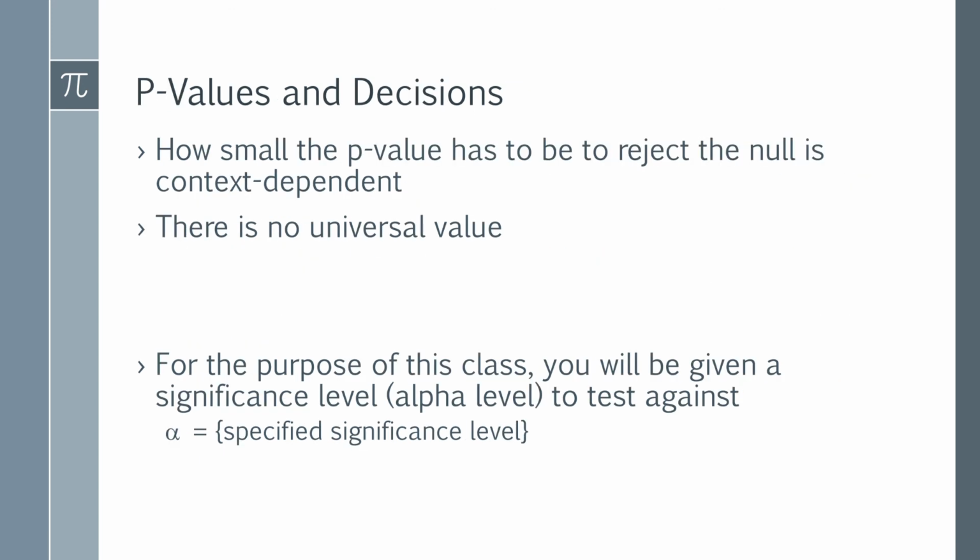For p-values and decisions, how small the p-value has to be to reject the null is context dependent. There is no universal value. For the purpose of this class, you will be given a significance level, also known as an alpha level, to test against. Example: alpha equals some specified significance level.